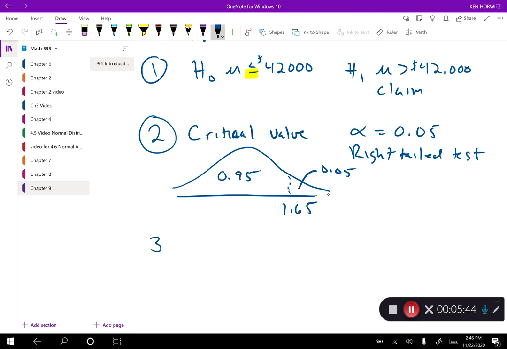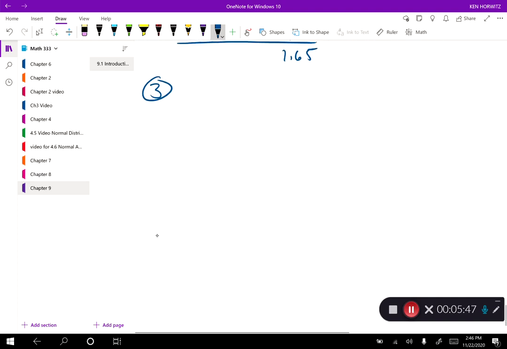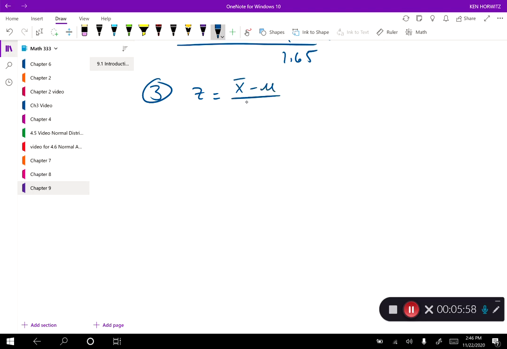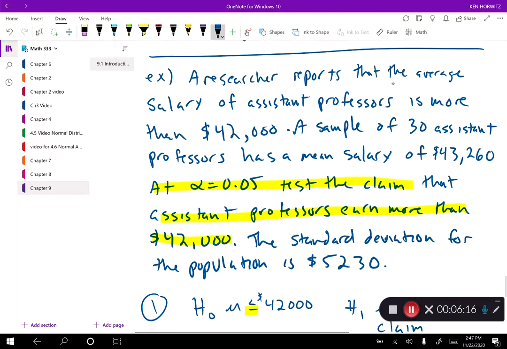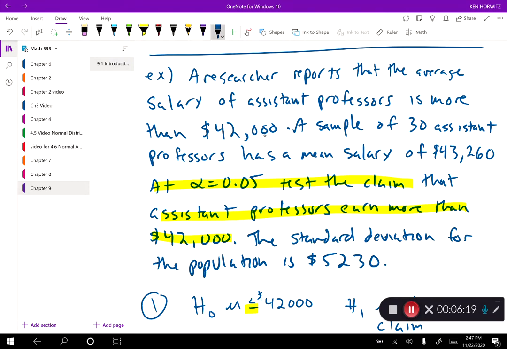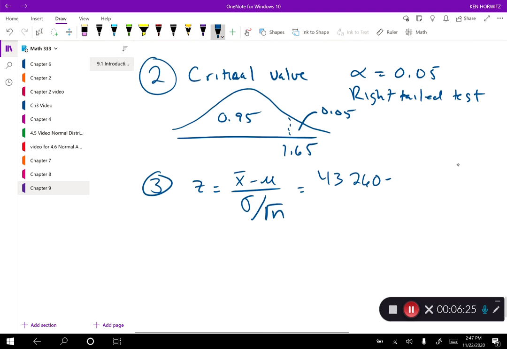And now we need to compute our test value. Our test value is going to be gotten by our Z equals X bar minus mu over our standard deviation divided by the square root of our sample size. So our X bar was 43,260. We're going to subtract that from the established average. If we look up here, the report says the average is 42,000. Our sample is 43,260. So that's where I'm getting those numbers from.